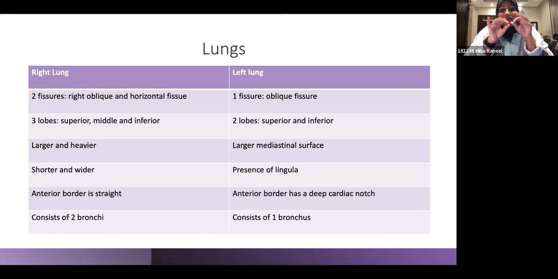The left lung has a lingula. What is a lingula? I said that it has a deep cardiac notch, right? Because of the position of the heart, think of it this way. There's a small part of the lung that kind of dips down. I'll show you what a lingula looks like. That is present on the left lung, okay? So L for lingula, L for left, L for lung. Okay, so lingula is present on the left lung, not on the right. All right. Is this clear?